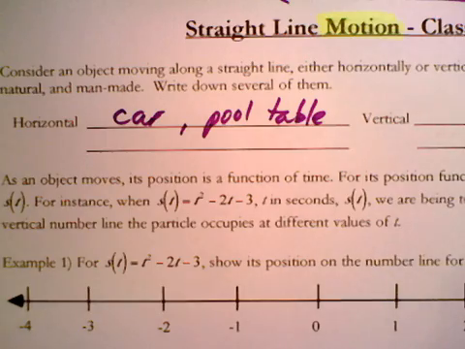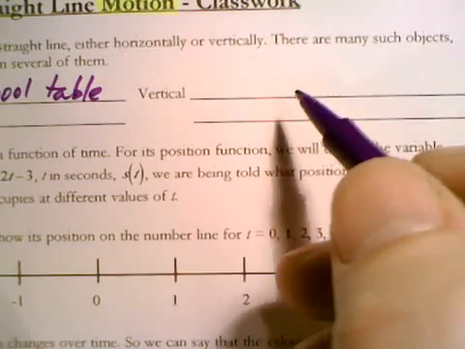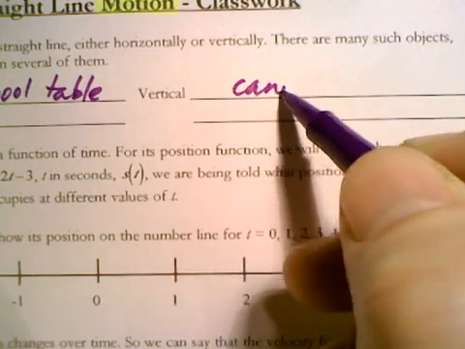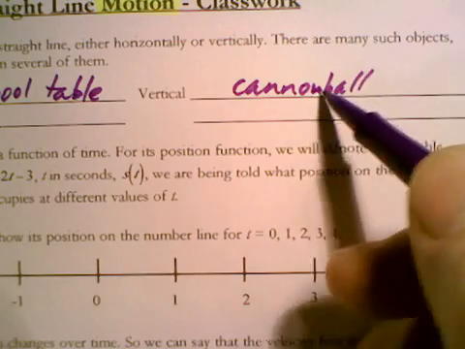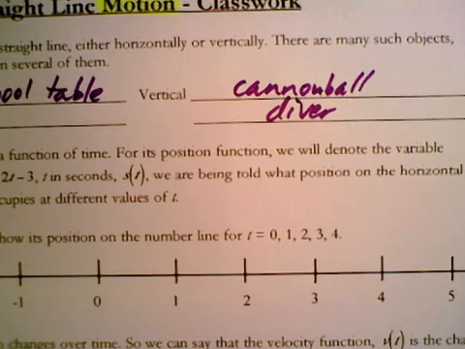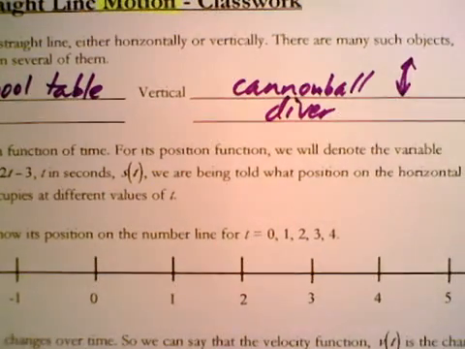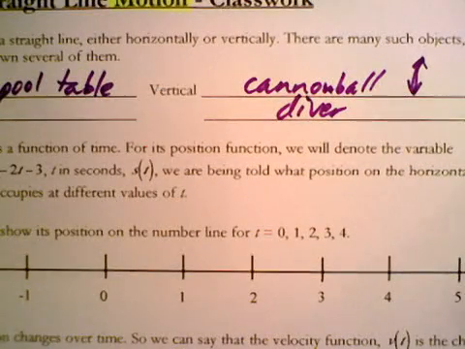And then vertical examples would be, let's say, a cannonball that shoots straight up in the air, or a diver that jumps off of a cliff into the water. So something going straight up and down, or a cannonball goes up and then comes back down. So straight line motion. We've even talked about this before, where we talked about the parametric equations and such. But nevertheless, we have motion in a straight line.